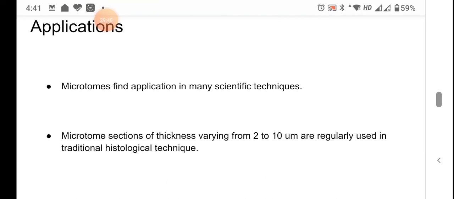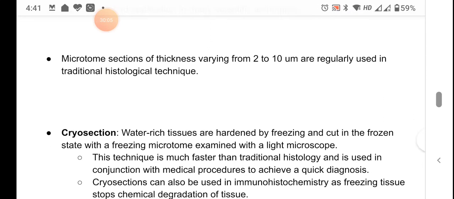Ultra microtome can be used to take ultra thin sections for electron microscope studies. And other rotary or rocking microtome can be used to take thin sections for study in optical microscopy. And sledge microtome can be used to take sections of hard materials like wood for observation under microscope. So that is the main application of microtome.